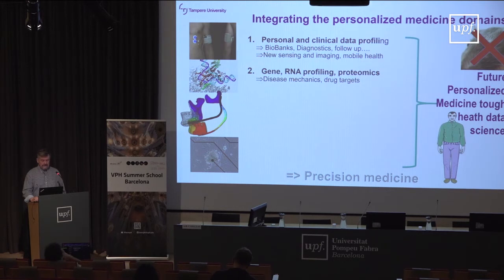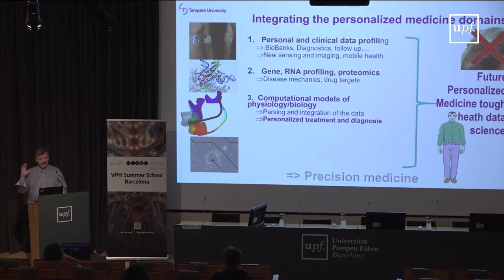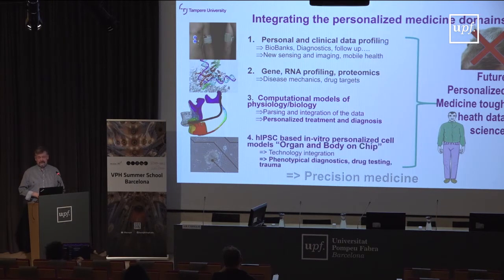So this is my view of personalized medicine. Of course we have the personal and clinical data profiles of persons: images, gene and RNA profiling, proteomics. And I think we all agree that one domain is computational models that can parse and integrate the data, and through personalization we get better predictions. But then there are also models that we can build from patients' induced pluripotent stem cells, and have in vitro models and future organ and body on chip as well.